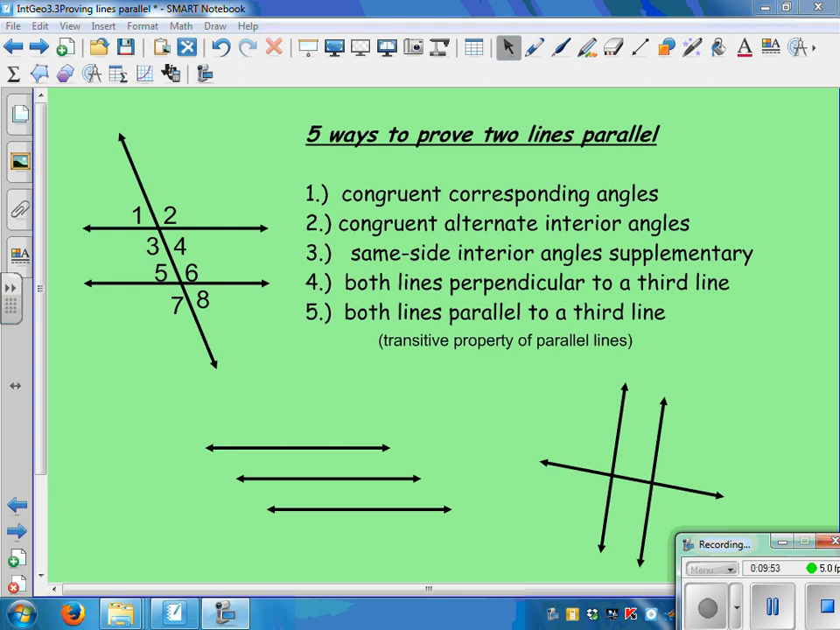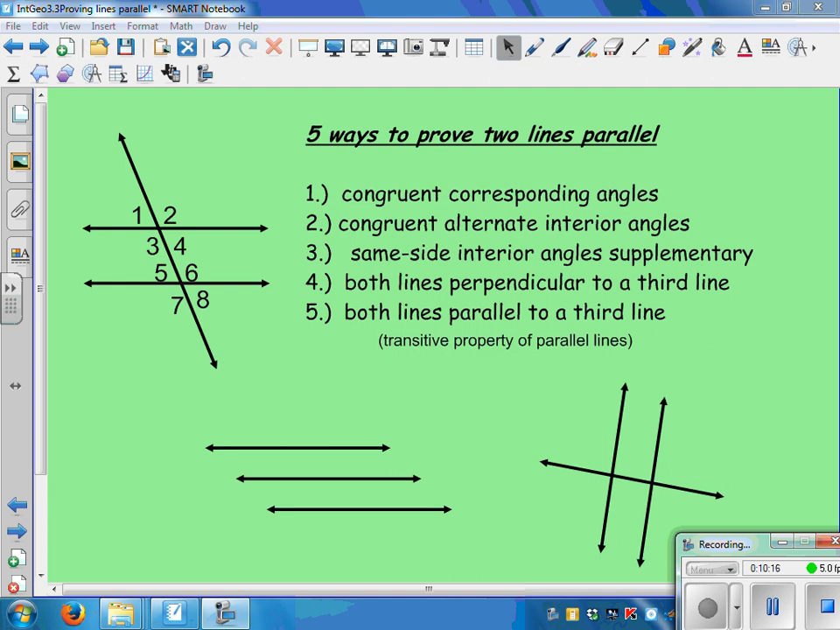Now the one we haven't done yet, which is part of your homework: the same side interiors are supplementary. If same side interiors are supplementary, then you do have parallel lines. And this one we already did, number 4, both lines perpendicular to a third line. We just talked about that. If they're both perpendicular to a third line, they're parallel to each other.